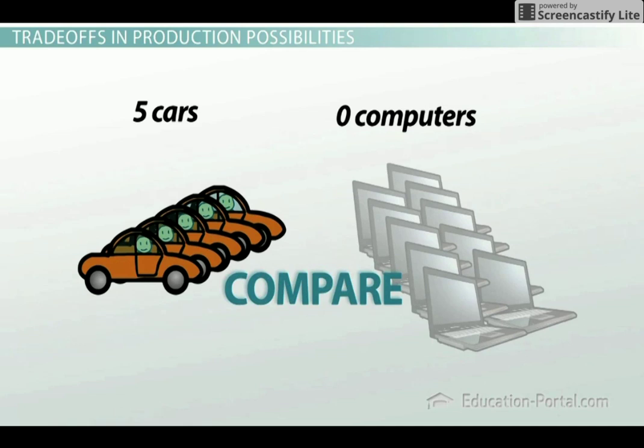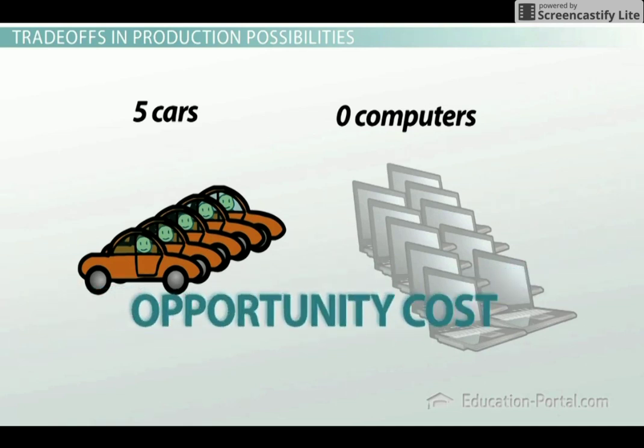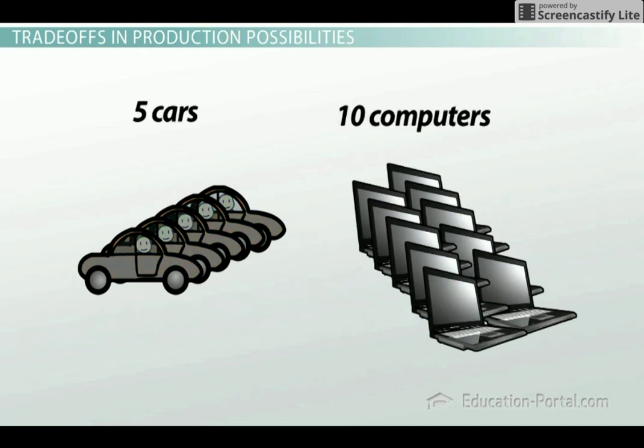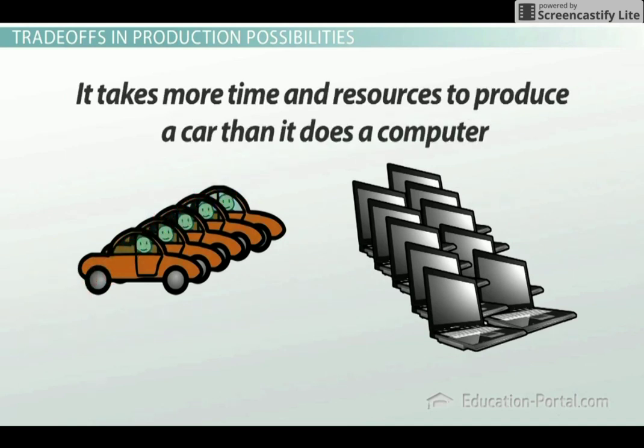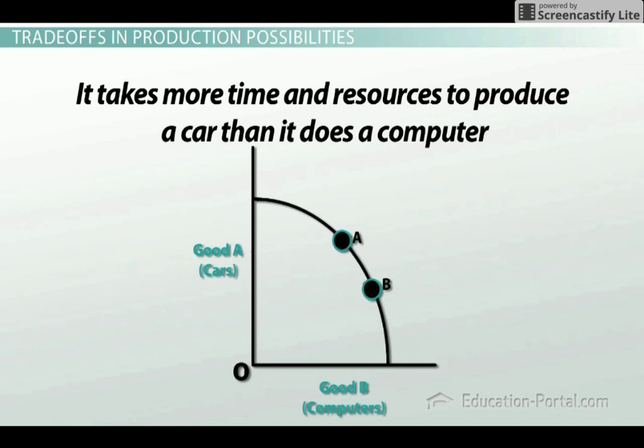And when we compare the production rates, we can speak in terms of opportunity cost, like this. If we make 10 computers, we lose the opportunity to make 5 cars, and vice versa. By reducing this fraction down, we can say the opportunity cost of producing 1 car is 2 computers. As you can see, it takes more time and resources to produce a car than it does a computer. And the production possibilities model will show us this visually.